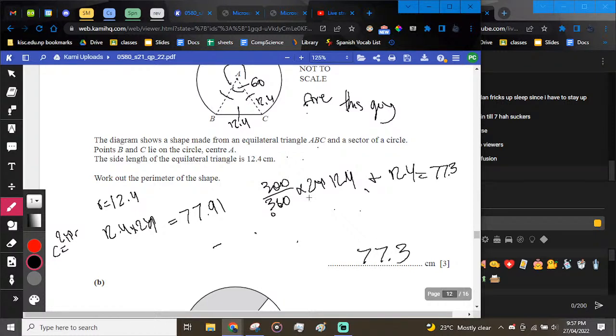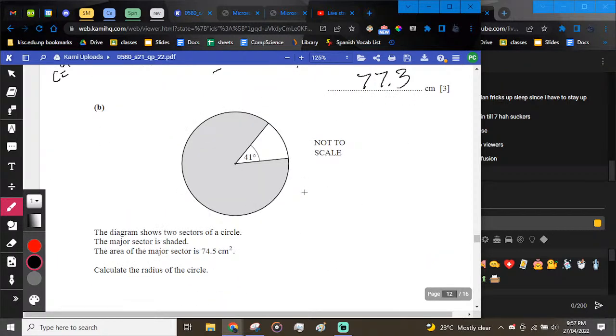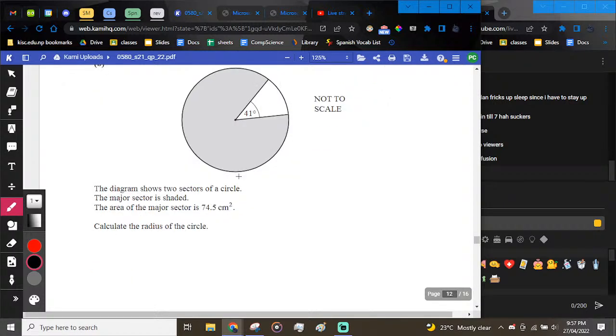Question 1. Perimeter. Ooh, sector of a circle. Calculate the radius. 2 radius. Major sector shaded. Area of the major sector is that. Given this is 360 minus that, 360 minus 41 is 319 degrees.